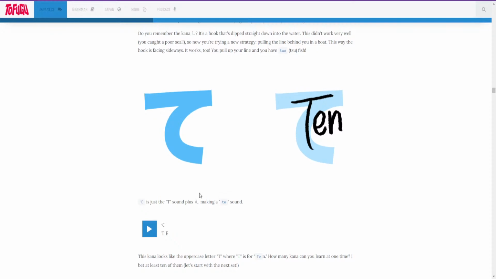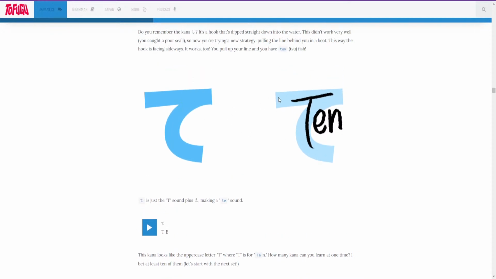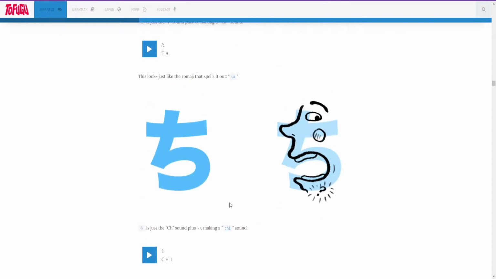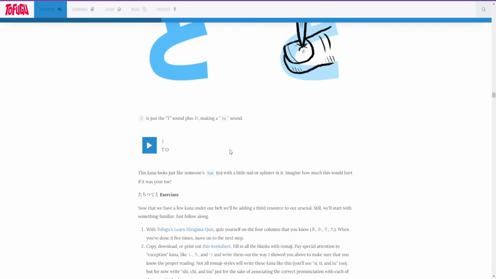So next is te, like you're saying 10, but you leave off the N, so it's just te. And it looks like a big old T, like you're gonna spell 10, as you can see over here. The next one is pretty easy to remember as well because it looks like what we're saying. It's pronounced toe, like you hit your toe. It looks like a nail got stuck in your toe. So we have ta, chi, tsu, te, toe.